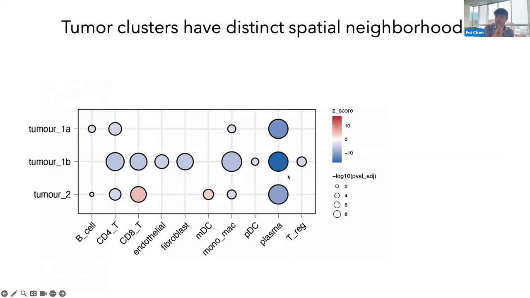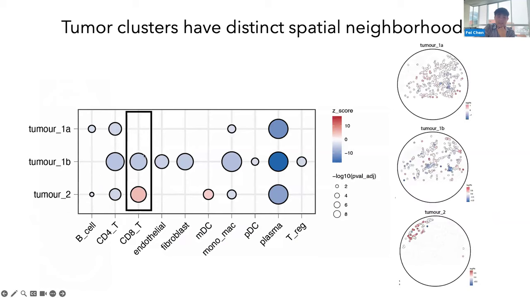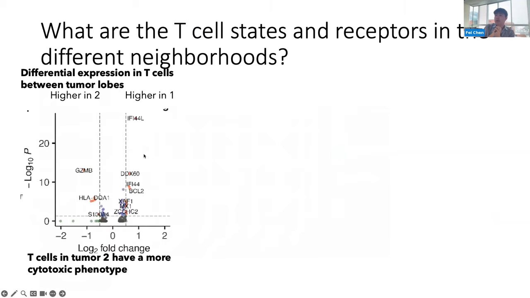And so here, for example, we're just looking at an enrichment or depletion of different immune subtypes and stromal subtypes with respect to the tumor populations. For example, red means enrichment and blue means depletion. You can see that there's a strong enrichment of CD8 T cells next to the tumor 2 population, but depleted from tumor 1. And so what's different? What are these T cell states and receptors in these different neighborhoods?